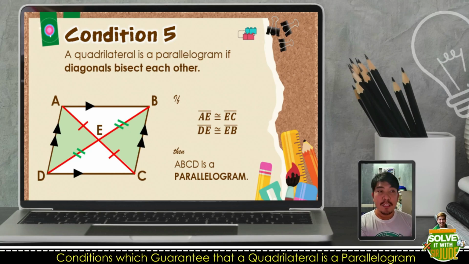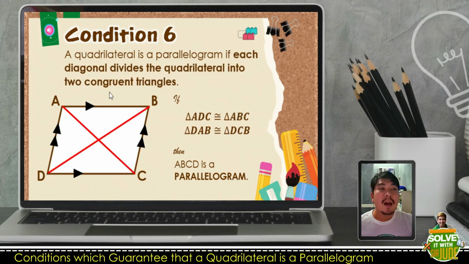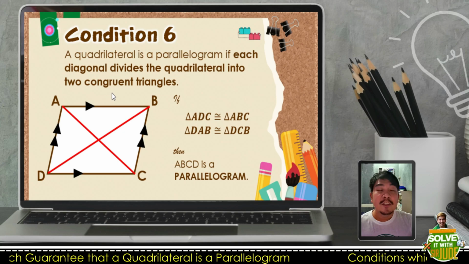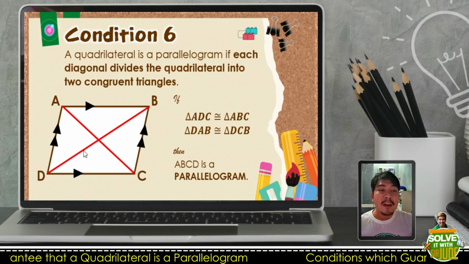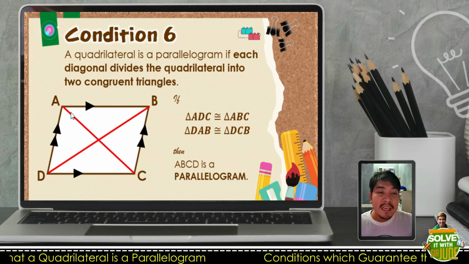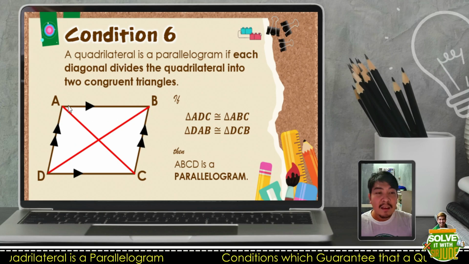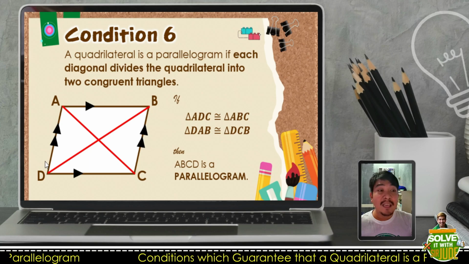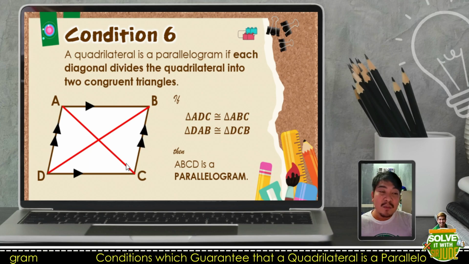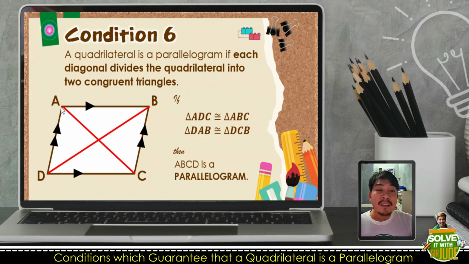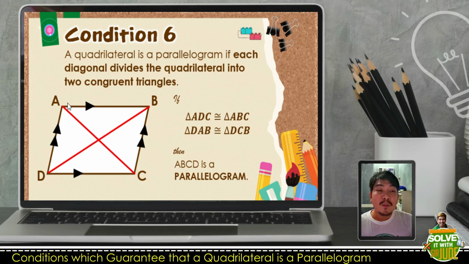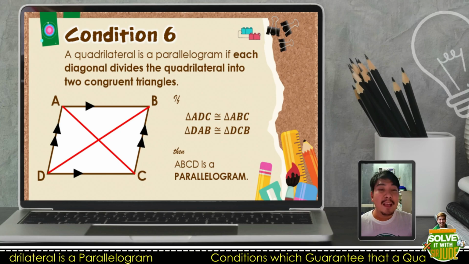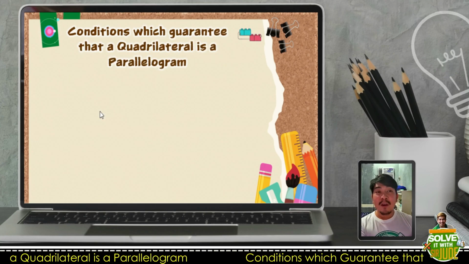So let us now go to condition number 6. Condition number 6 states that a quadrilateral is a parallelogram if each diagonal divides the quadrilateral into two congruent triangles. So if we are going to have diagonal BD and triangle ABD, so this triangle and triangle DCB are congruent, we can say that the quadrilateral given is a parallelogram. Same with segment AC, which is considered as the second diagonal. If we can say that triangle ADC is congruent to triangle ABC, so we can also say that quadrilateral ABCD is a parallelogram.